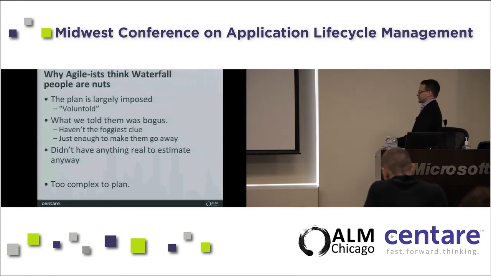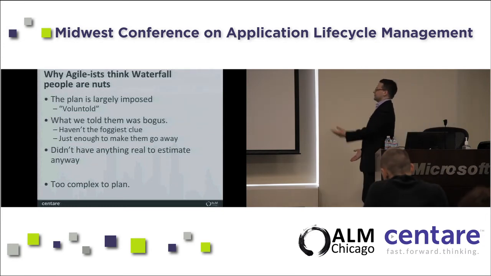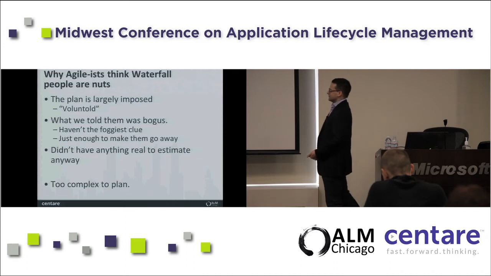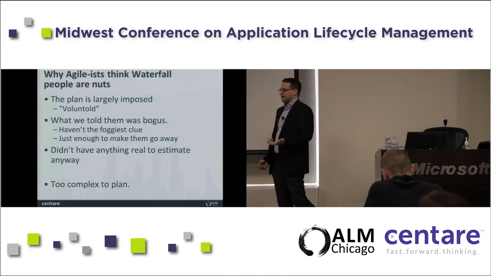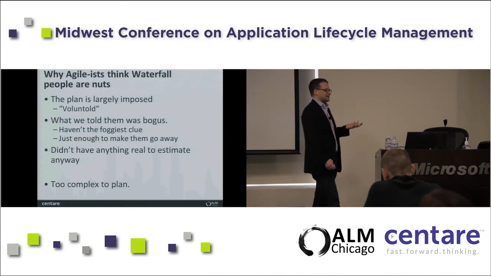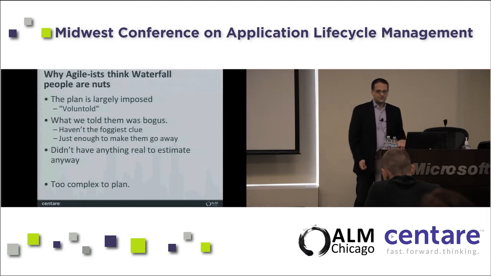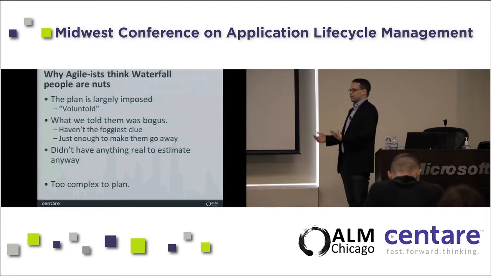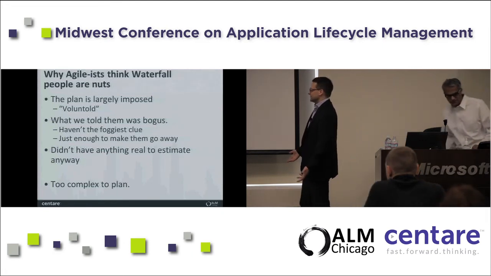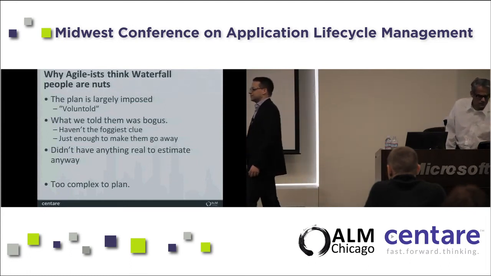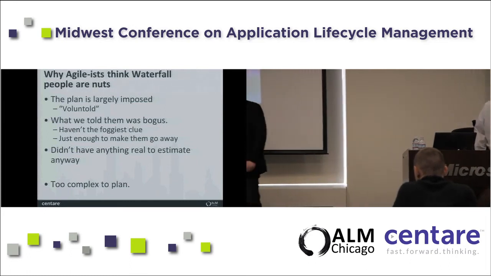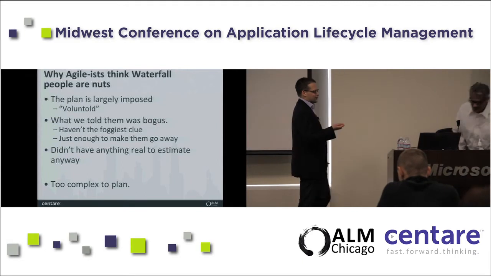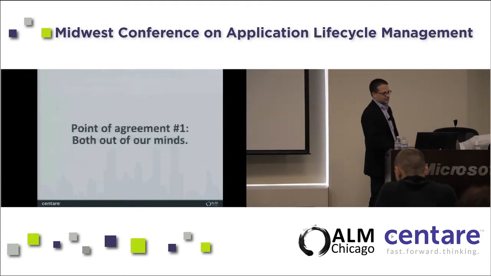And what's frustrating for us when they are voluntolding us on estimation is that we didn't really have anything that we could look at to estimate in the first place. And part of why we were reluctant to give them the estimates is that we're thinking that it's too complex to plan. So it's almost the mirror image of what they were thinking about us.